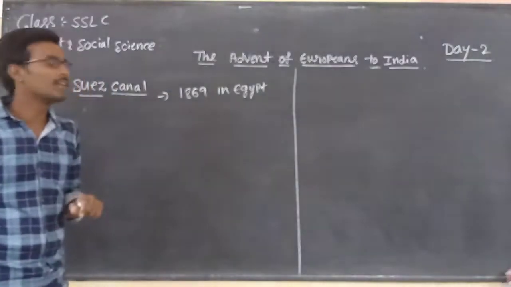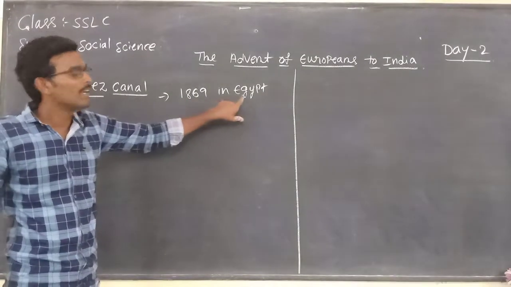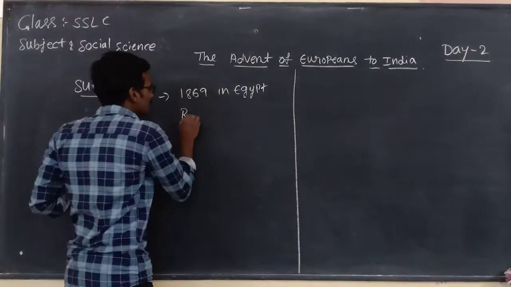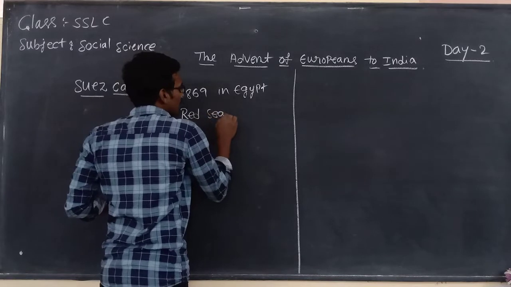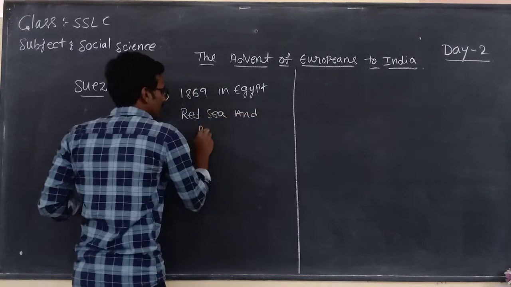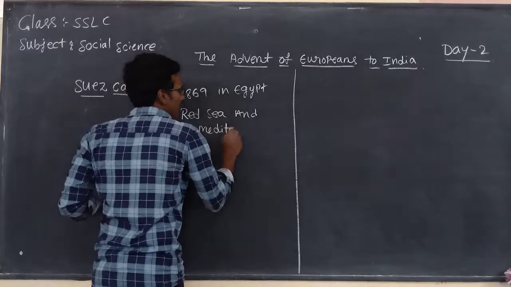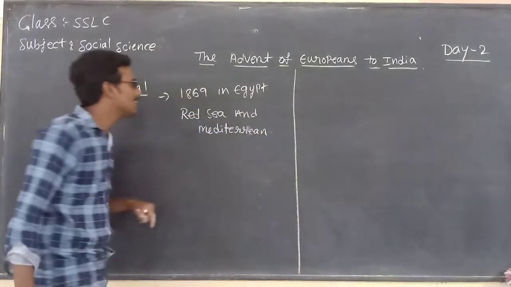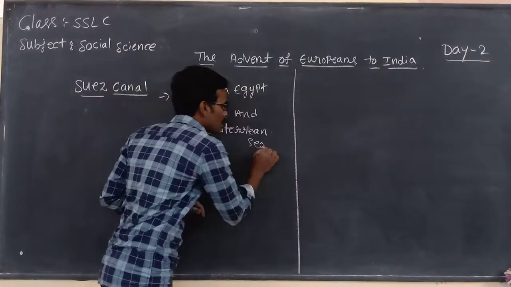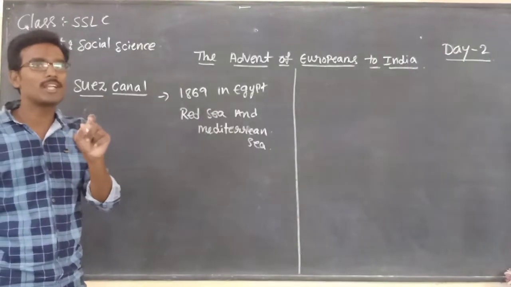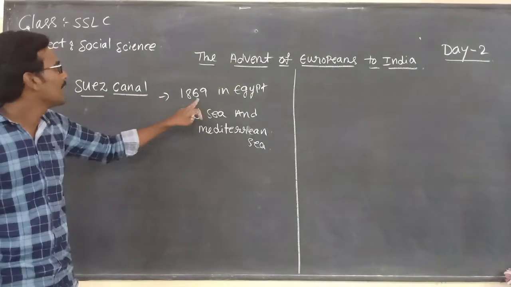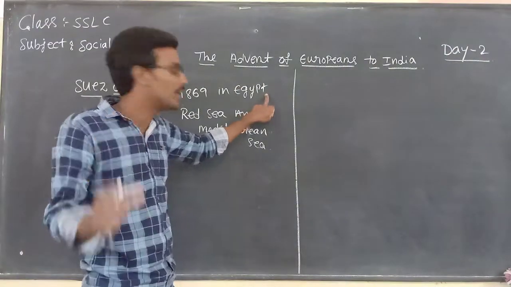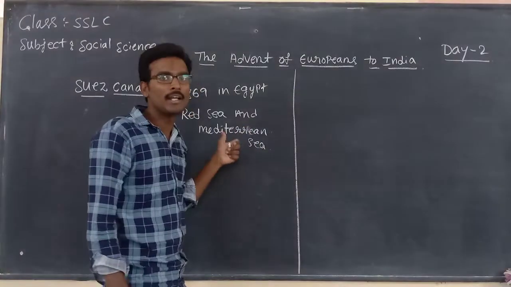Suez Canal built in 1869 in Egypt. That will be connecting the Red Sea and the Mediterranean Sea. Remember carefully, Suez Canal, a huge canal constructed in the year 1869 in Egypt that will be connecting the Red Sea and the Mediterranean Sea.